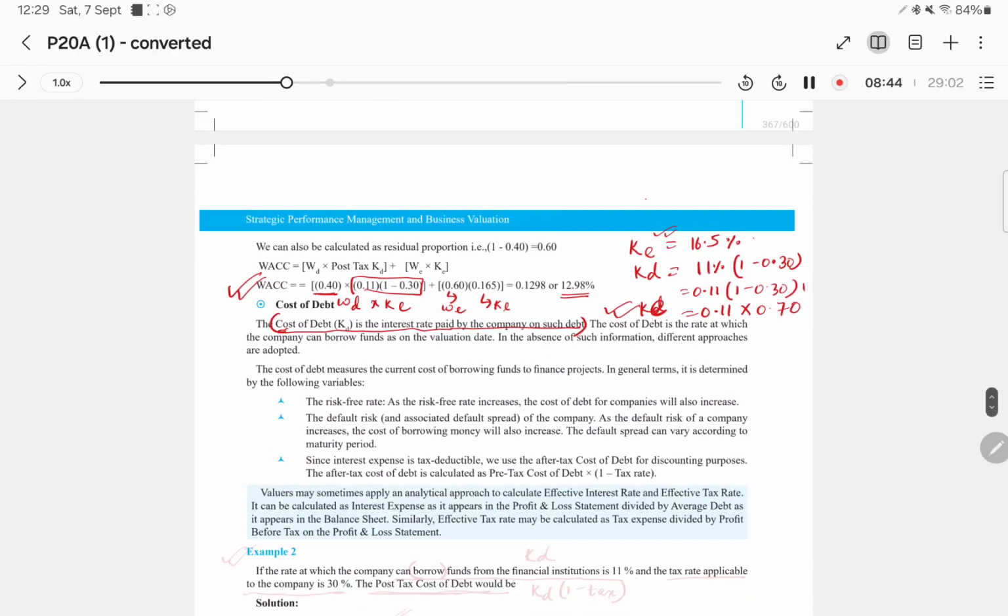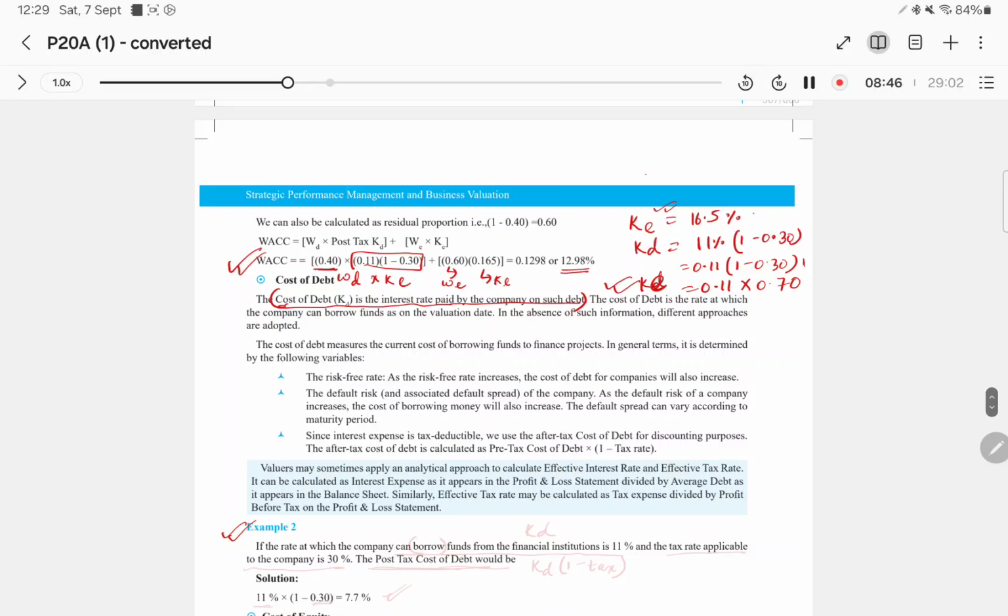Okay. So let's go with example 2. If the rate at which the company can borrow the funds, basically it is talking about KD. Wherever the words are like KD, borrow, or you're taking a loan, this is basically the debt for you. So it is KD. If the rate at which the company can borrow funds from the financial institution is 11%, and the tax rate applicable to the company is 30%, the post-tax cost of debt is, that is basically you need to calculate KD into 1 minus T, 1 minus tax. What I taught you about.